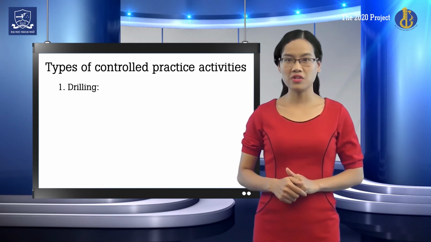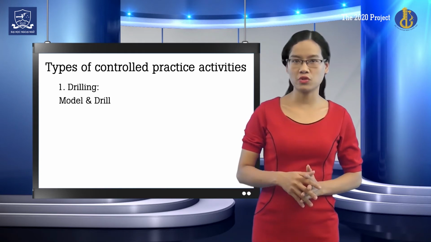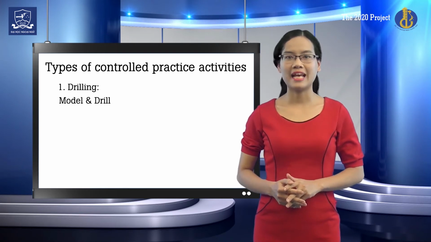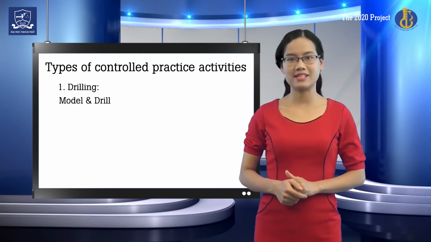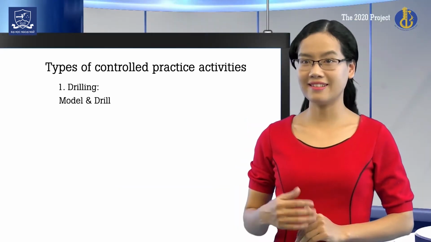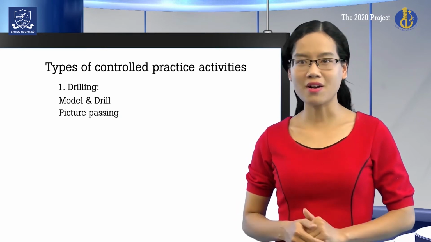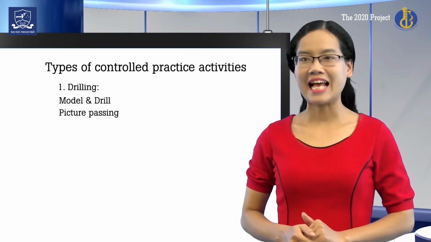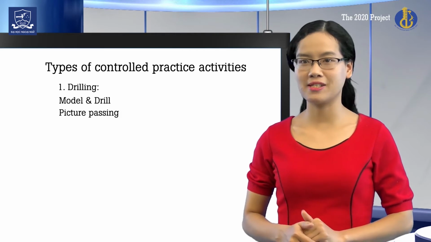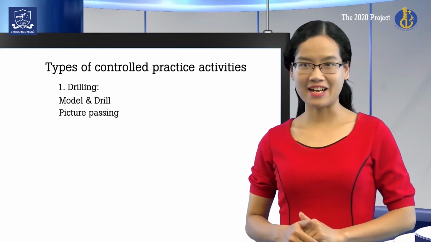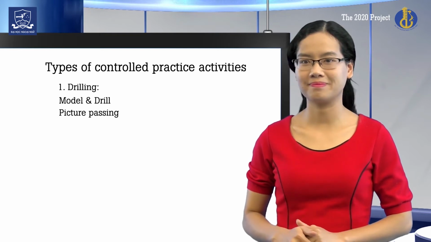In model and drill, the teacher or a video clip models the target language example, and then the students repeat. In another form, picture passing, for example, students pass the picture around the class and they need to produce some kind of target language. For example, she has brown hair.